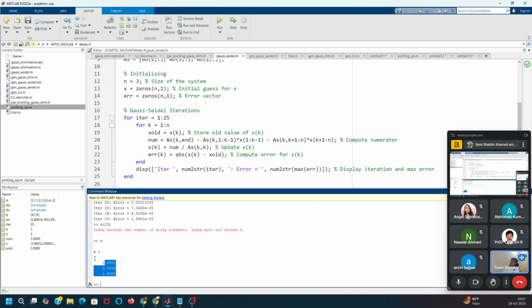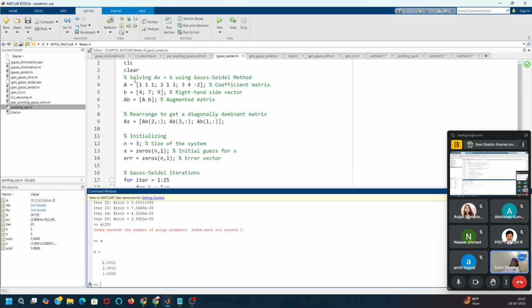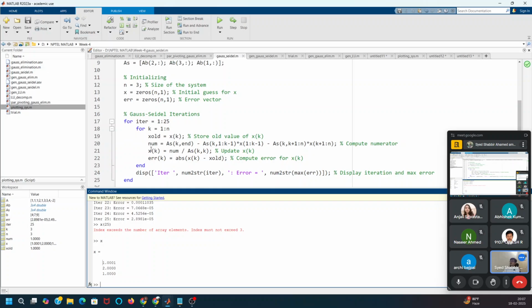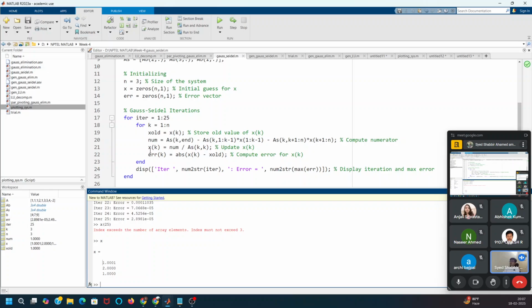Now you can see that we know this system, which we have solved using Gauss elimination and also Gauss elimination with partial pivoting. We have got this, and we have also used x equals A inverse b, directly solving using the inverse of the matrix here.